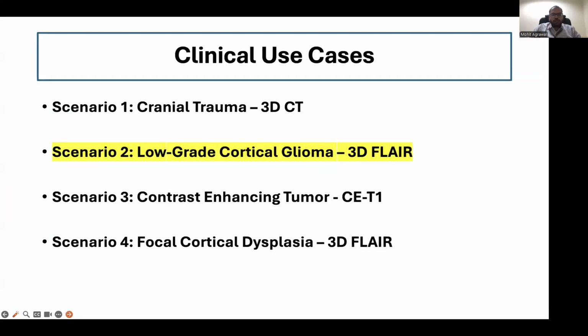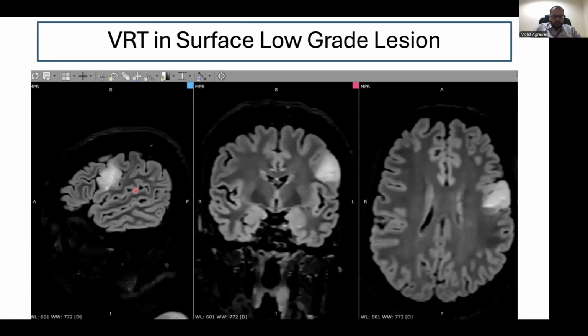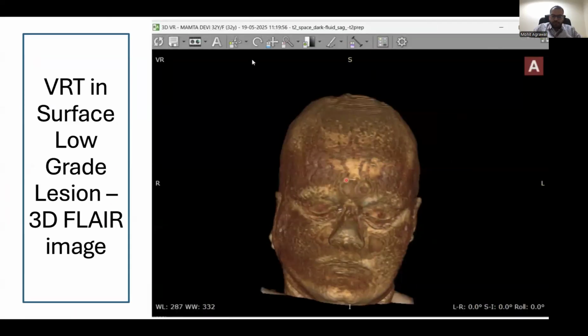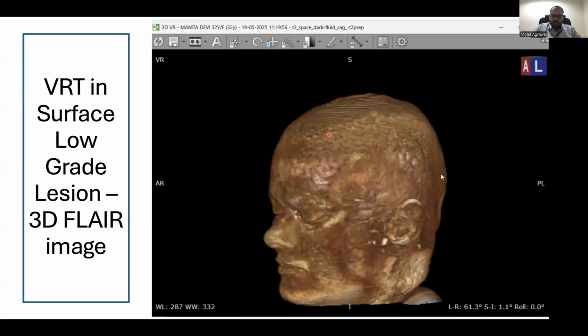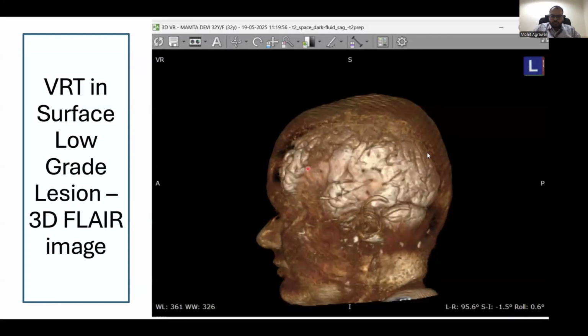So coming to low-grade cortical gliomas, wherein you use a 3D FLAIR imaging. So I'll just go back. This was a low-grade glioma involving the pars opercularis. So this is the pars orbitalis, triangularis, and opercularis. So we take the 3D FLAIR imaging, we convert it into 3D, and then again using the windowing technique, which you will see in just a minute.